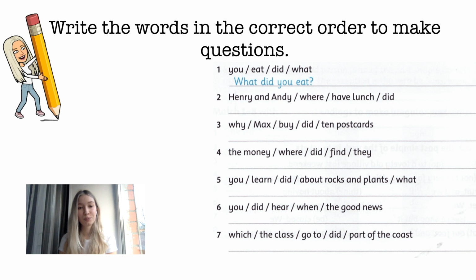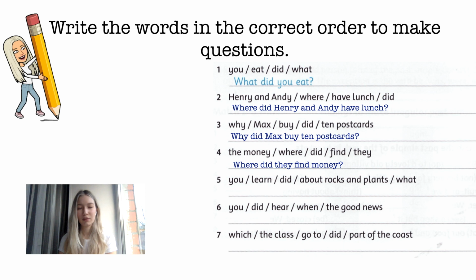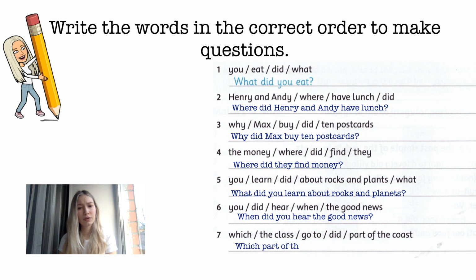So number 2, where did Henry and Andy have lunch? Why did Max buy 10 postcards? Where did they find money? This is a really good question, though. What did you learn about rocks and planets? When did you hear the good news? And which part of the coast did the class go to?